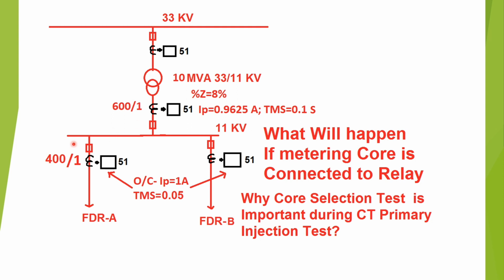From the 11 kV bus, we have two feeders. The CT ratio for these two feeders is 400/1. From this CT secondary, an overcurrent relay is connected. The overcurrent relay pickup is 1 ampere in terms of secondary value, or 400 ampere in terms of primary value, and TMS is set as 0.05 second. Here, both the curves are IEC standard inverse. So in this video, I'll discuss what will happen if by mistake the feeder CT metering core is connected to the protective relay.